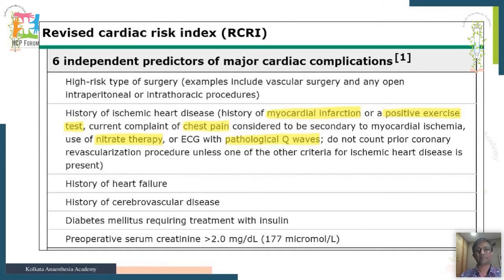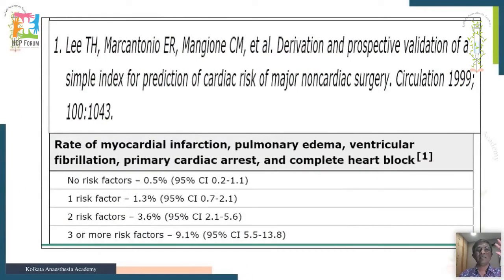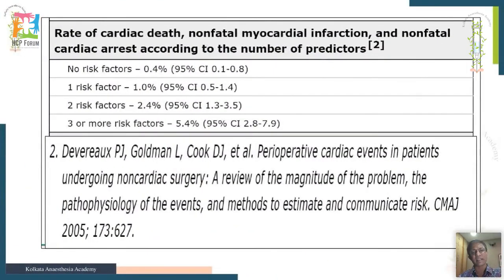And Lee himself looked at it, and that is from where we got this idea that somebody with two or more risk factors has a higher risk. If you look at it, with no risk factor, the risk is similar to what would be an ASA PS2. One risk factor, there is some amount of it. Two risk factors, it goes up significantly, and with three or more risk factors, it is even higher. And this was again shown by a study which was later done by Devereaux. Similar thing, two risk factors and three or more, the risk is much, much higher.